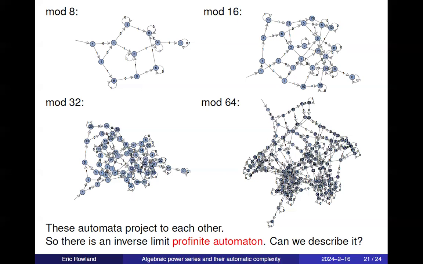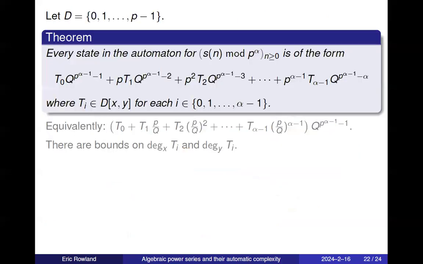And the question is, can you describe states in this profinite automaton in some way? We tried this many years ago, and it didn't work. The recent realization, though, is that there is some structure. We did find some structure in the states, and so this is kind of a technical theorem, so you can ignore it if you want. But the point is that for a sequence modulo p to the alpha, every state in the automaton, these are bivariate polynomials, has this form.